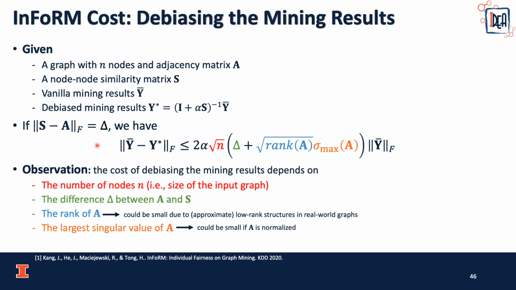So here we show the cost of debiasing the mining results. And we can see that this upper bound shown in the middle of this page is related to several factors. And actually, this upper bound can be further controlled due to the low rank structure of many real-world networks, and also with some proper normalization on the adjacency matrix, which reduces the largest singular value of this matrix.